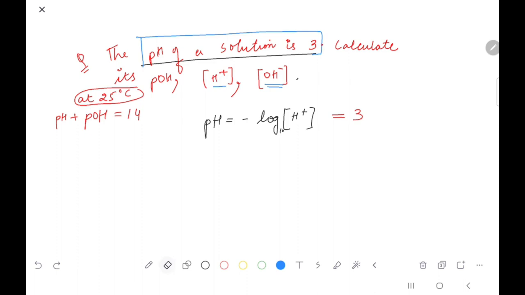What do you understand from this? You see, pH plus pOH is 14. Yes. pH plus pOH is 14, and the pH is given to me as 3. So let's put in the value of pH here. So 3 plus pOH is going to be 14.